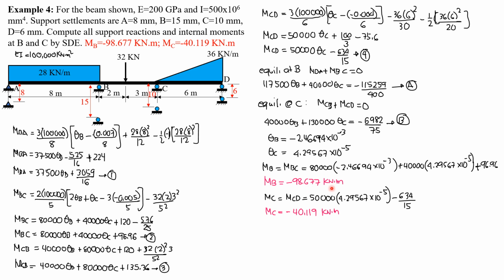96.677 kilonewton meter, which is the same as that by 3 moment equations. And finally, M sub C, which is MCD, is 50,000 theta C, 50,000 times 4.29567 times 10 to the negative 5 minus 634 over 15. So therefore, it is negative 40.119 kilonewton meter, which is the same result as in 3 moment equation.